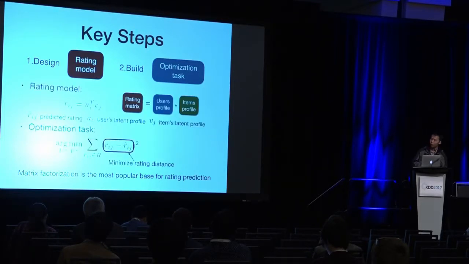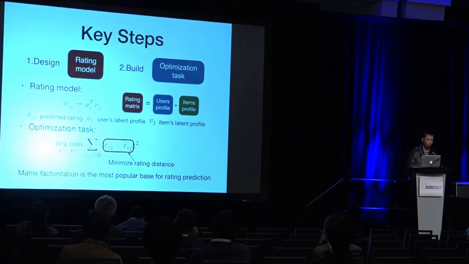For the first step, the rating model design, the predicted rating from user i to item j can be computed as the inner product between the user's latent profile vector U_i and the item's profile vector V_j. And here, U_i and V_j are the parameters we aim to learn. And in the second step, MF simply optimizes over each rating R_ij, and it actually minimizes the difference between the real ratings and the predicted ratings to learn the parameters.